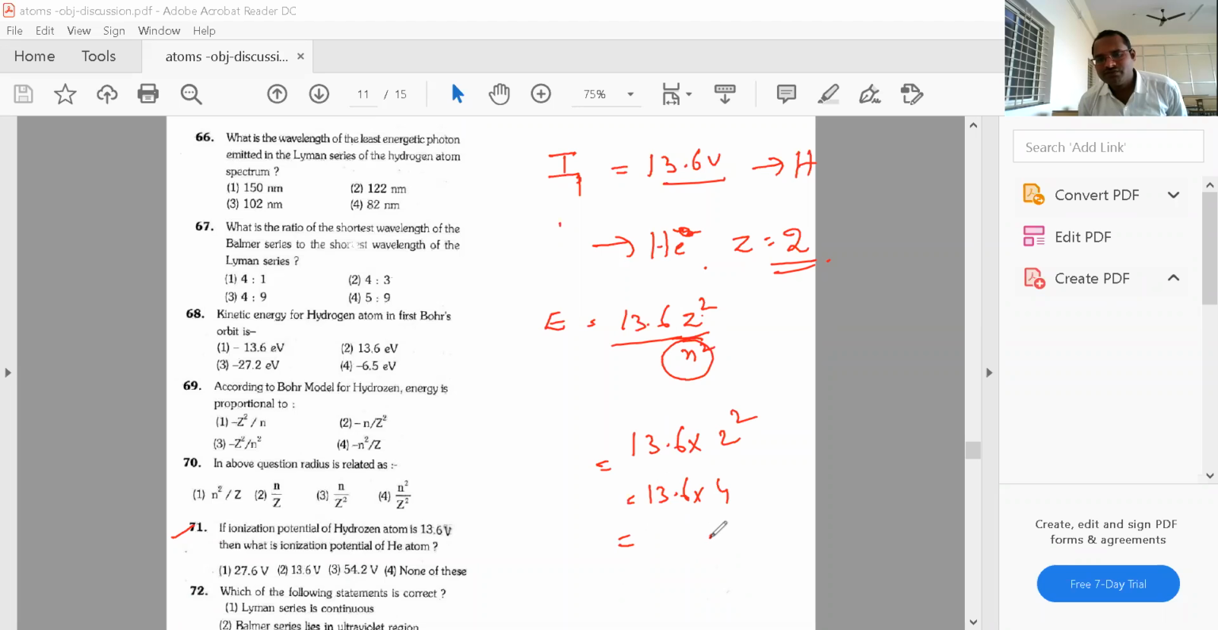6 4s are 24. Okay, 4. 2, 3 4s are 12. 12 plus 2, 14. 1 will be there. 3 4 1s are 4. 4 plus 1, 5. Yes. 54.4. So it is around 54.2. Yes. Option 3 is there.